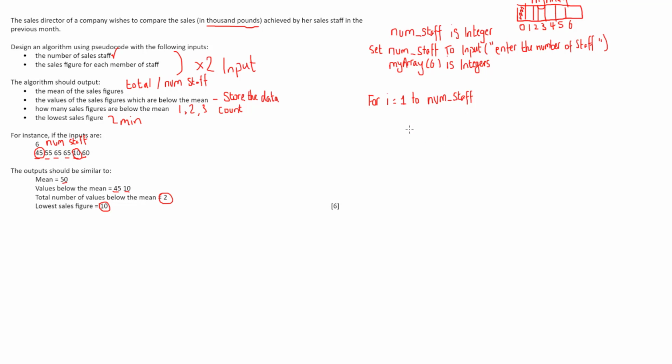So let's get using it then. Let's use it for storing our numbers. I would say myArray at the position of i is given the value of an input from the user. And I'm going to ask them to enter: enter the sales data for staff member, comma, i, and that will say staff member 1, staff member 2, staff member 3, 4, 5, and 6, because i is holding a number.